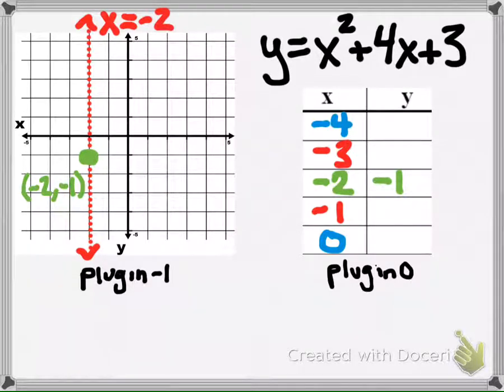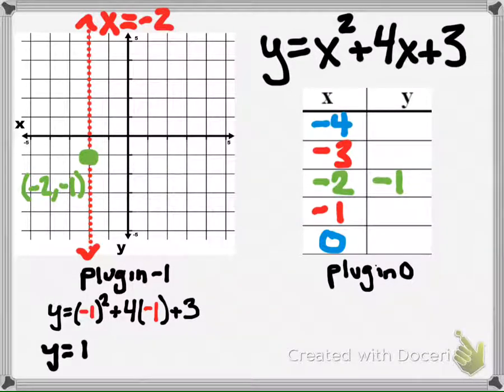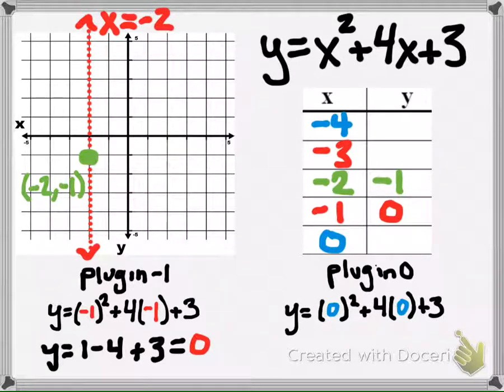So when I plug in negative 1 to my original equation, I have y equals negative 1 squared plus 4 times negative 1 plus 3, which simplifies to negative 1 times negative 1, which is 1, minus 4 plus 3, giving me my y of 0. Now when I plug in 0 to the original equation, I have 0 squared plus 4 times 0 plus 3, 0 plus 0 plus 3, which gives me an answer of y equals 3. So now I'm going to plug that also into my table.